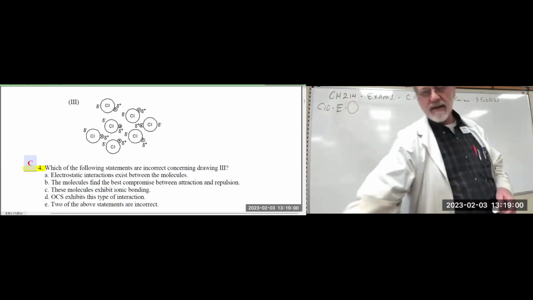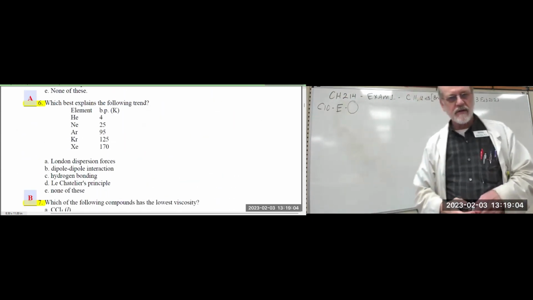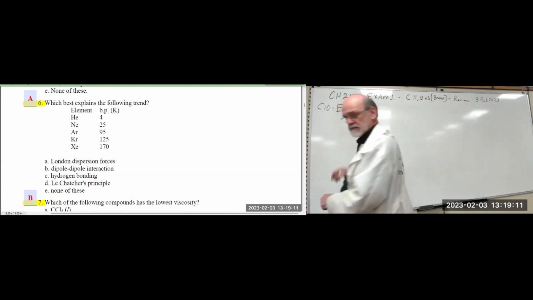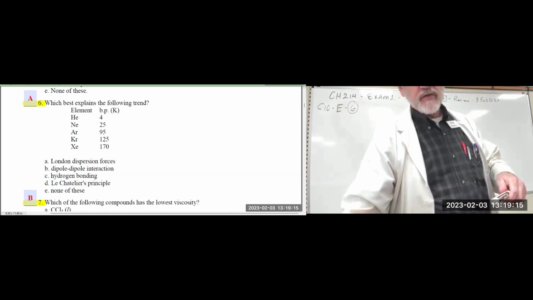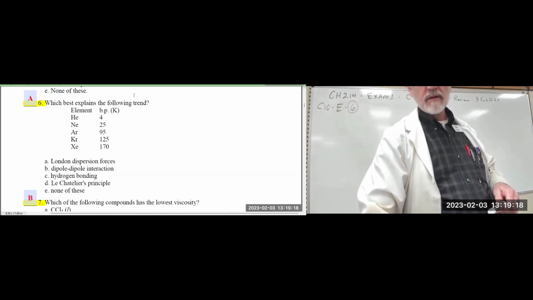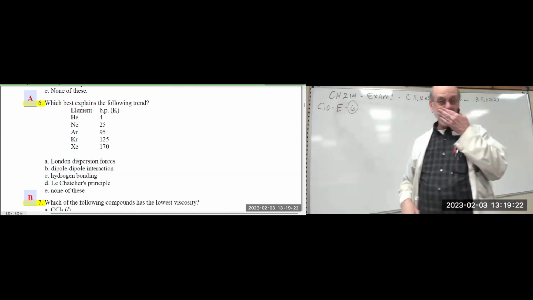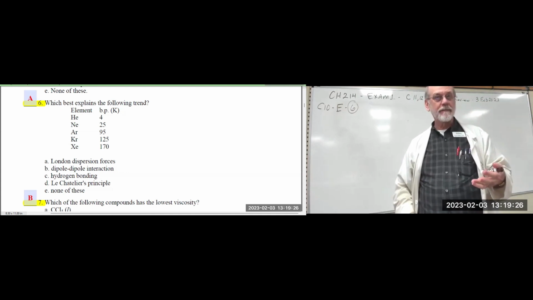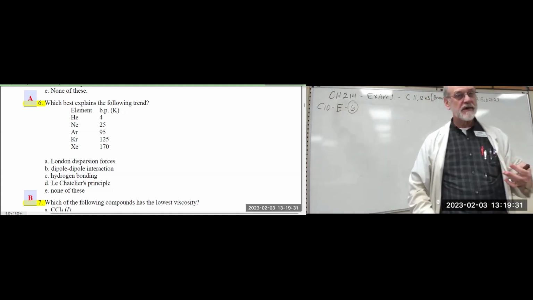All right. How about 6? Which best explains the following trend? Well, what is the trend? What we see is an increasing boiling point, in Kelvin terms.